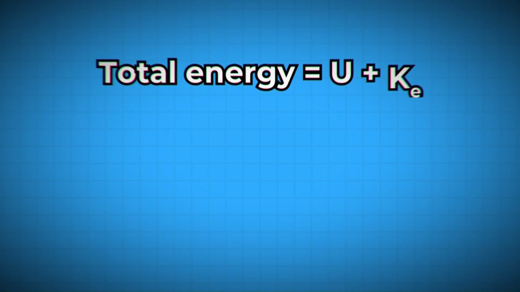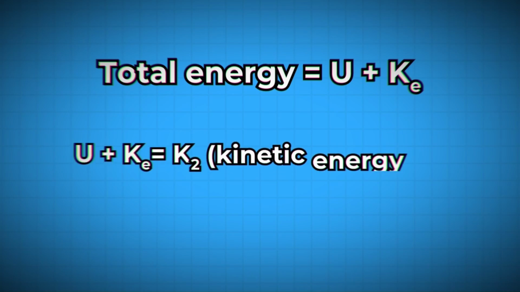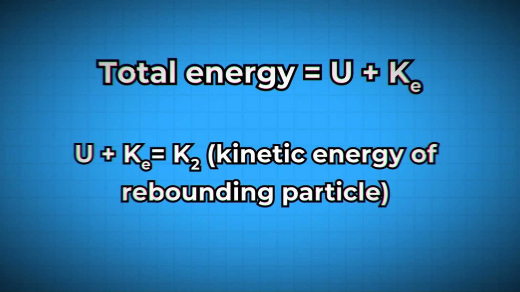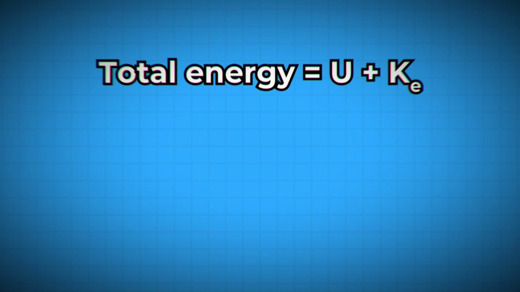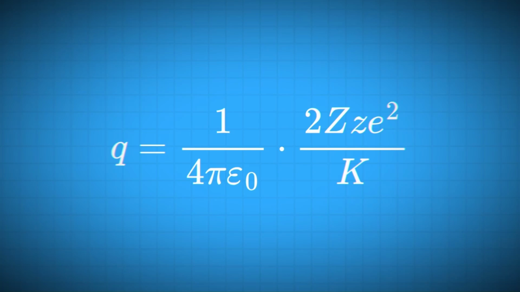First of all, he calculated the total energy, which is U, the potential energy, plus K.E., the kinetic energy. And that equals the total energy. And this total energy is equal to K alpha, or the kinetic energy of the alpha particle when it rebounds. So using this logic, he derived this formula. But all we need to understand is this is the formula to find Q.